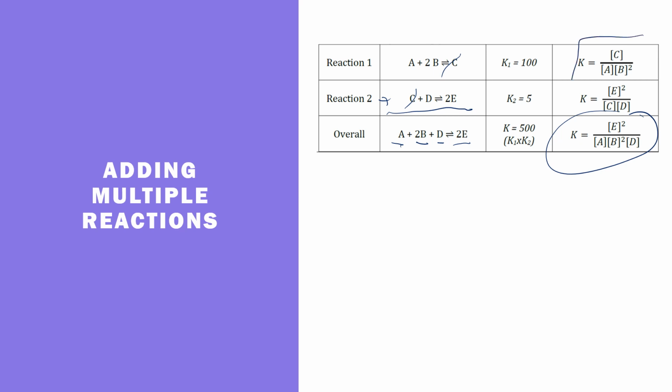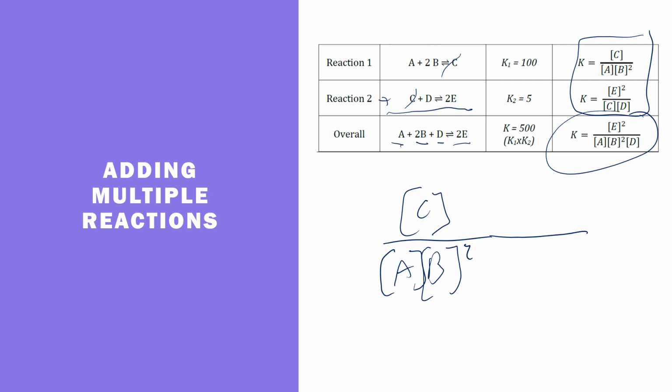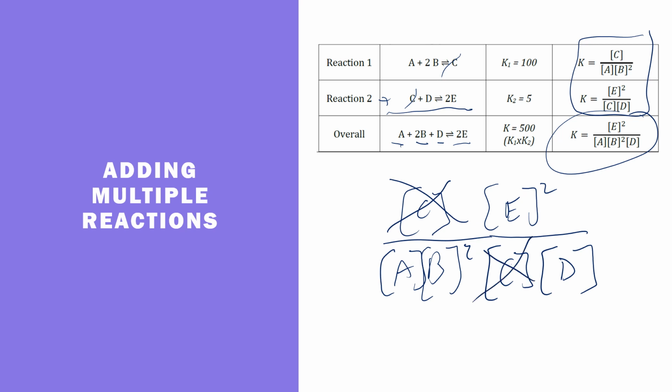Essentially, if we were to put these two together, so let's see, we have C over A and B squared, and then we have E squared over C and D. Okay, so basically I just combined the numerators and then combined the denominators like I was multiplying the two fractions, but you'd notice that the C's would cancel out, and that would give you your overall reaction. So because multiplying the expressions gives us the new overall expression, we need to multiply the values of K to give us the new value of K when you're adding them together.